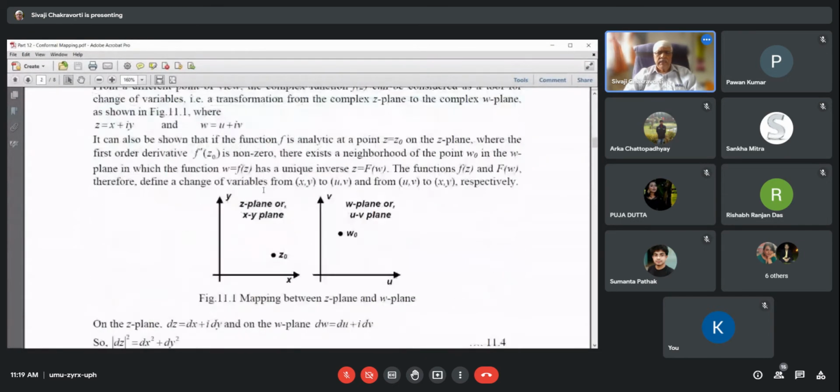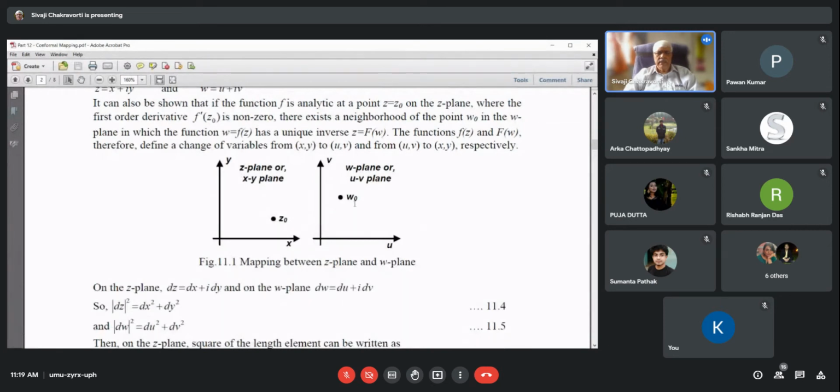So I plot this, instead of x and y, I plot the x-axis as u and the y-axis as v. And then this point z0 is mapped to the point w0 on the uv plane, and I am saying this is the w plane. Now this is basically the mapping between the z plane and the w plane, and how it is being mapped by introducing a function f(z). Now don't bother about f(z), I will tell you about f(z) later. But just for the time being, assume that there is a complex variable function f(z) in that mapping.